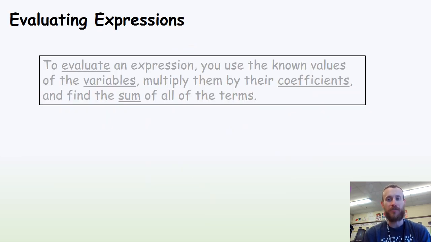To evaluate an expression, you're going to use some known values. So hopefully you're going to get some values. Say x, we don't know what it was, but now we know it's 5. So we're going to use 5 in our expression. We're going to get those values, multiply them by coefficients, and find the sum of all the terms.